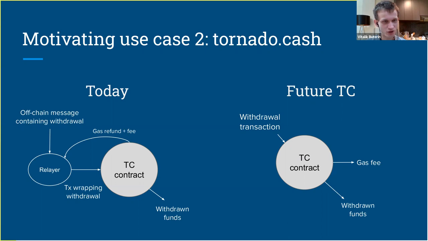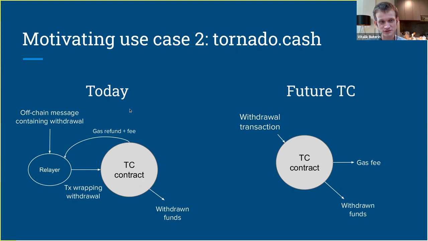Basically, when you make a withdrawal, your withdrawal is not a transaction, it's an off-chain message. The off-chain message gets sent to the relayer, who verifies the on-chain message. The relayer fronts their own ETH and makes a transaction wrapping the withdrawal, and then the contract itself provides a gas refund and a fee going to the relayer, and then the rest of the money gets withdrawn, right? So it's this much more complicated setup. It's sometimes a setup that ends up failing.